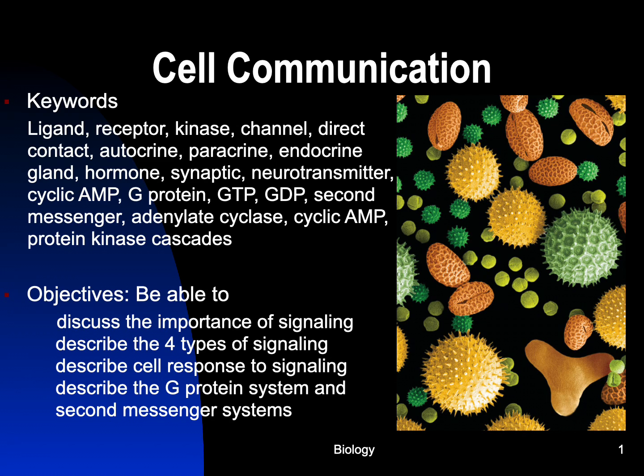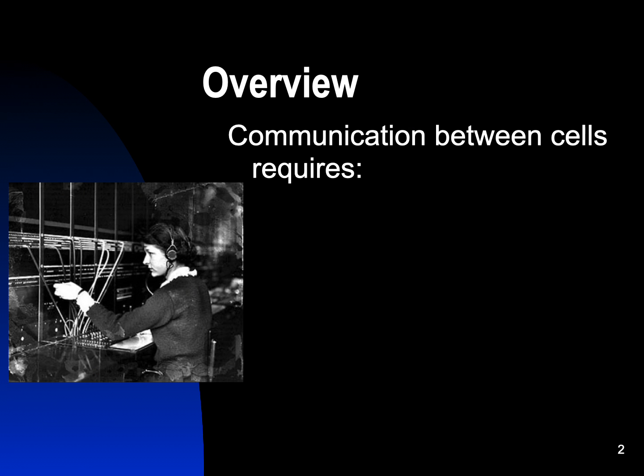All right, we're starting a new section here on cell communication or cell signaling. We're going to talk a little bit about the different types of cell signaling, how cells respond, and particularly the G protein and second messenger systems. There's a picture of algae here. They can coordinate their behavior. That requires cell signaling. Even simple cells can do this.